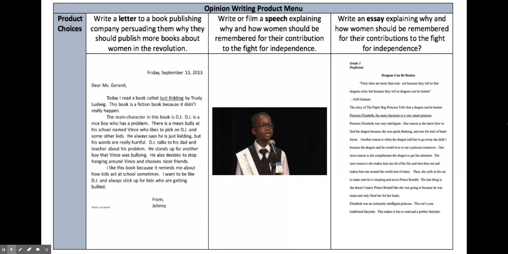Now, for your project, you have an option to choose from 3 choices. You can either write a letter to a book publishing company persuading them why they should publish more books about women in revolution. You may also write a film or a speech explaining why and how women should be remembered for their contributions to the fight for independence. Or lastly, you may write an essay explaining why and how women should be remembered. At the bottom, again, this is all in your DCPS packet. There are some examples of how this might look except for the speech, but there's definitely an exemplar of how a letter might look. And briefly, the stage and the setup for how an essay should look.